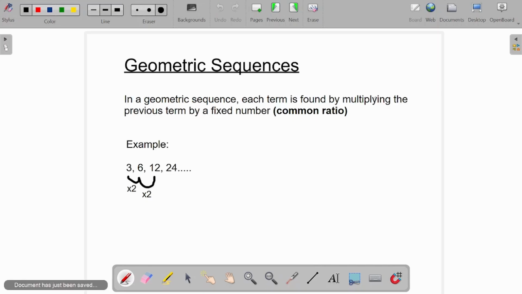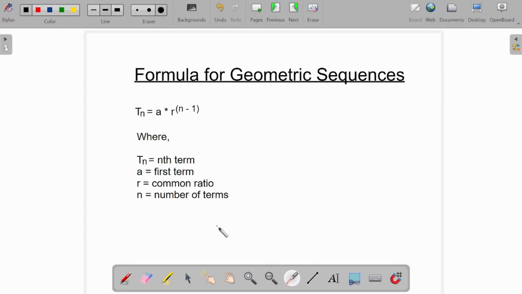Now let's move on to geometric sequences. In a geometric sequence, each term is found by multiplying the previous term by a fixed number called the common ratio. For example, in the sequence 3, 6, 12, 24, the common ratio is 2 because each term is twice the previous one. The nth term of a geometric sequence can be found using this formula, where Tn is the nth term, A is the first term, R is the common ratio, and N is the number of terms.